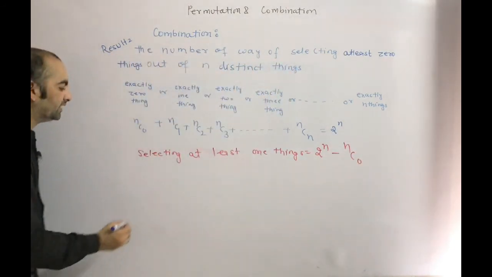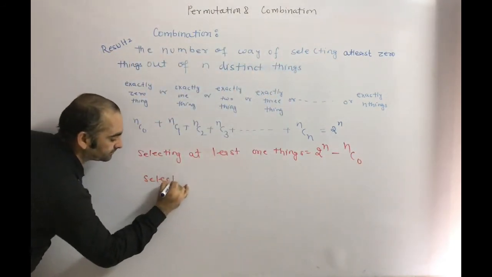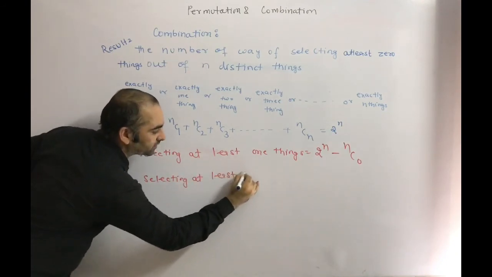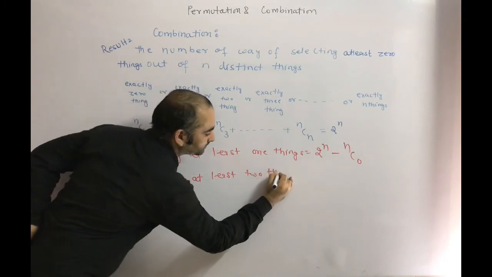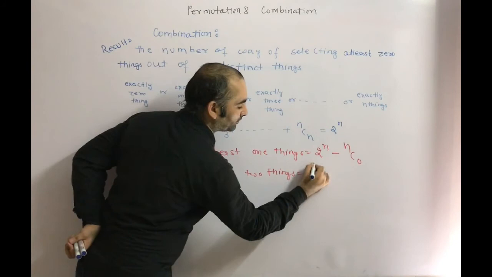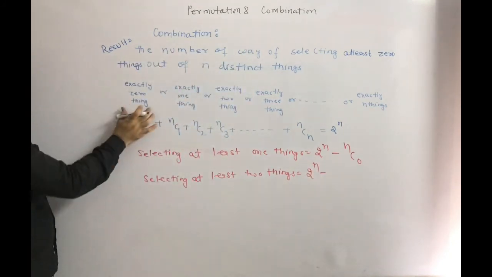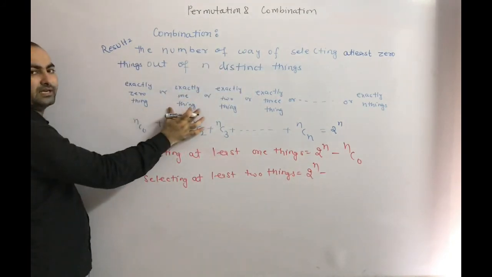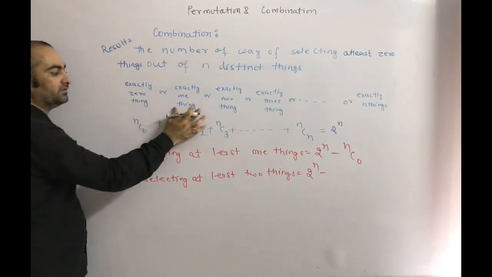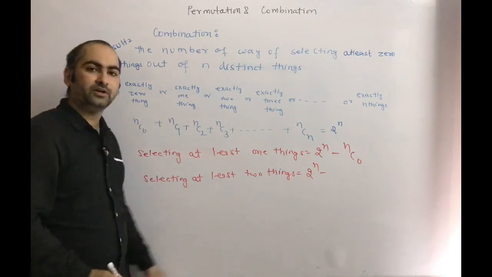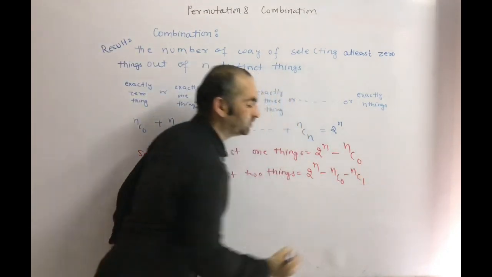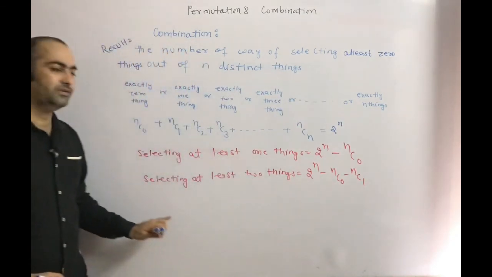Suppose we want selecting at least 2 things. So what you will do? From the total ways 2 power n, we have to subtract selecting exactly 0 things and selecting exactly 1 thing. Selecting exactly 0 things is nC0, and selecting exactly 1 thing is nC1. So from here you have to subtract nC0 and nC1. These two we have to subtract. Same thing we can do for further.